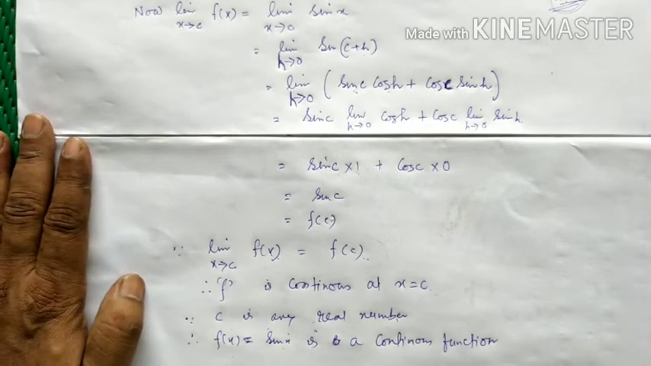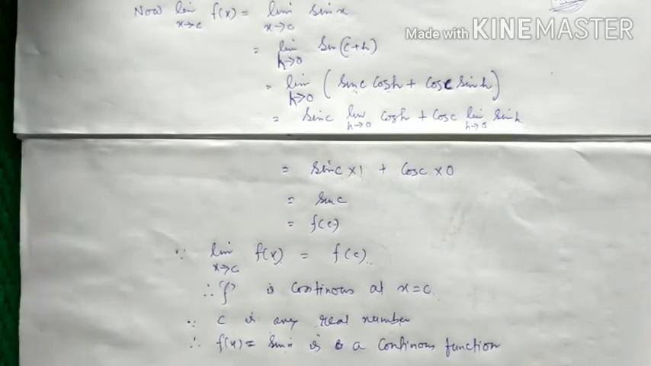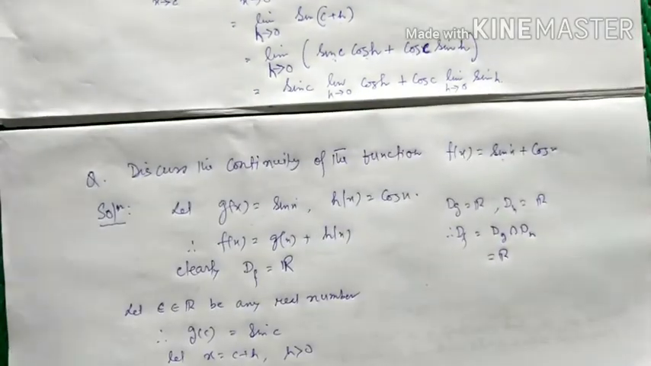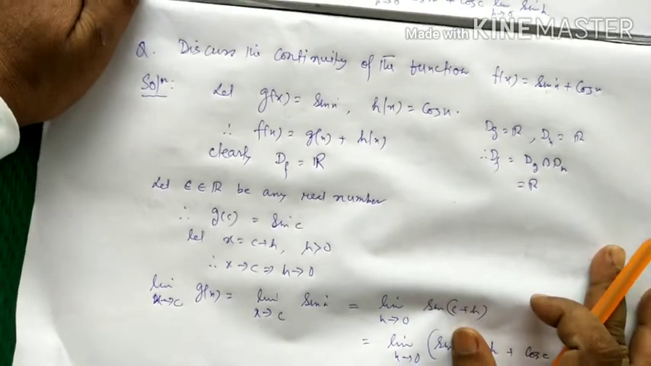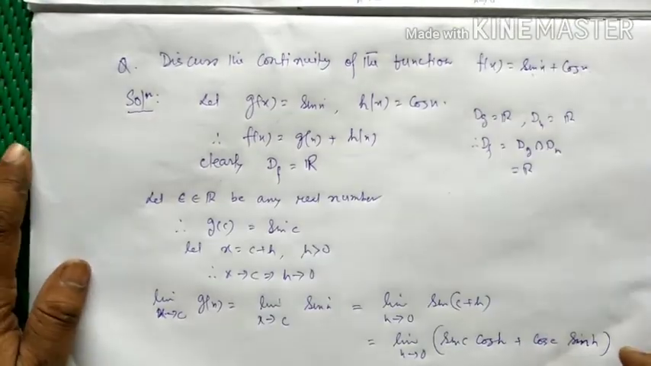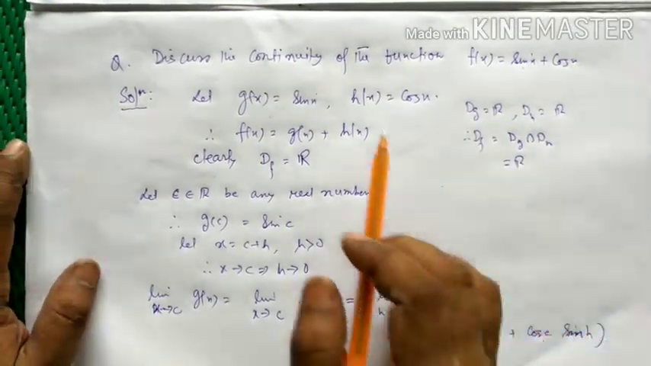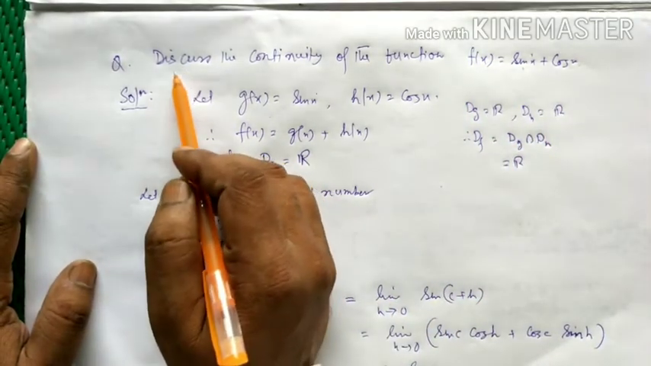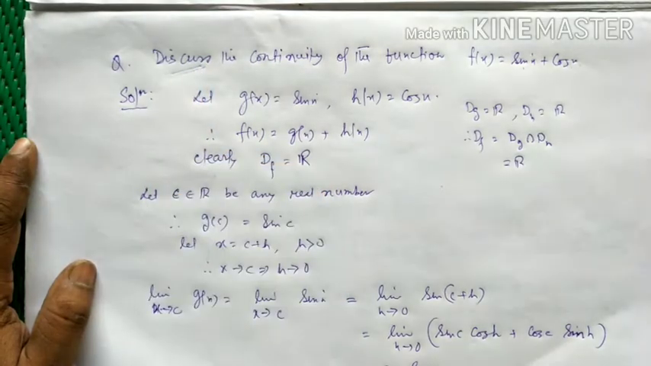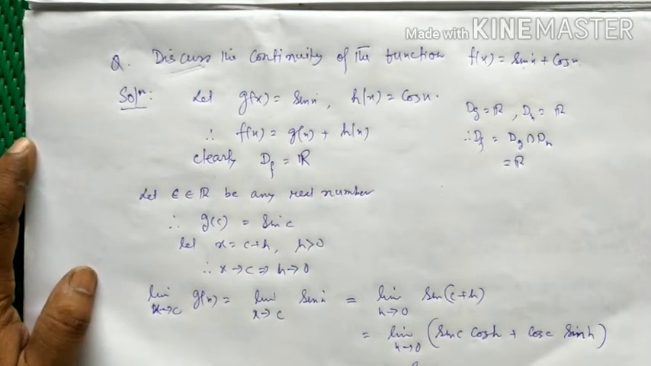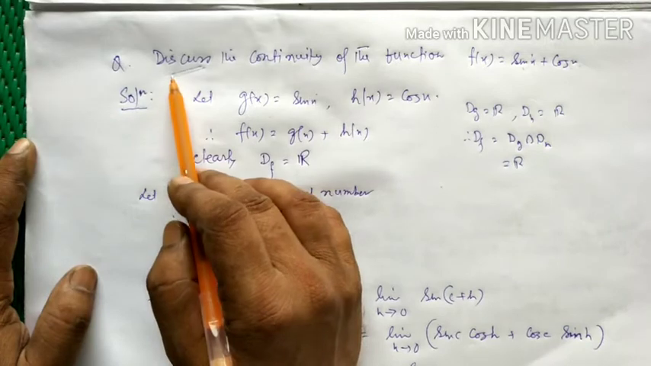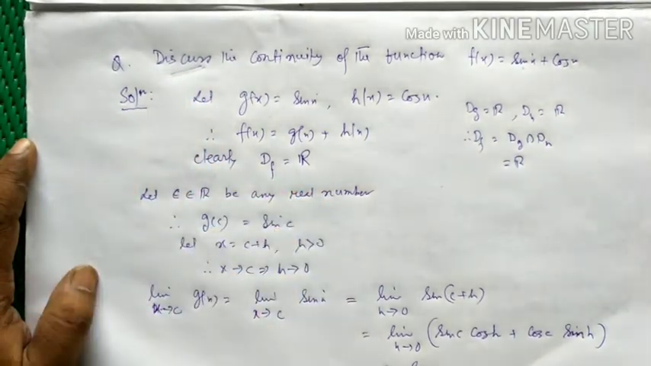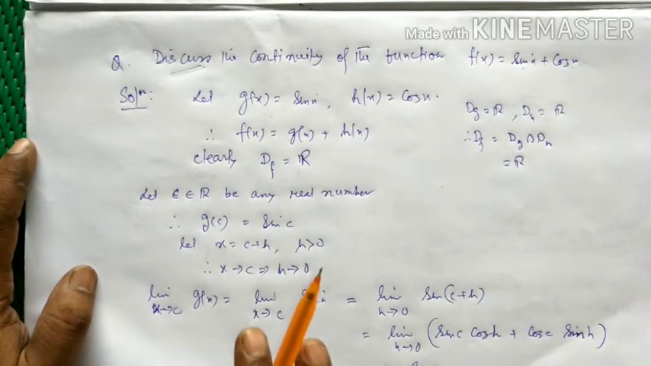Now I am moving ahead with my next problem. The problem is: discuss the continuity of the function f(x) = sin x plus cos x. Discuss means that you have to discuss at all points in the domain. You have to discuss all the cases. Okay. So at all points you have to discuss. When you find that at every point the function is continuous, then you can conclude that the function is a continuous function.